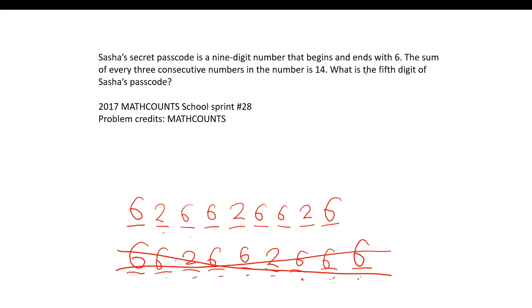So we want the 5th digit of the passcode. Well, this is the 1st digit, 2nd, 3rd, 4th, 5th. So the 5th digit is just 2. If we're being honest here, this was one of the easiest problems on the final page of the School Sprint, and probably one of the top 2 hardest problems in MathCounts that I have seen in the School Sprint round competition. But overall, it was an interesting problem.